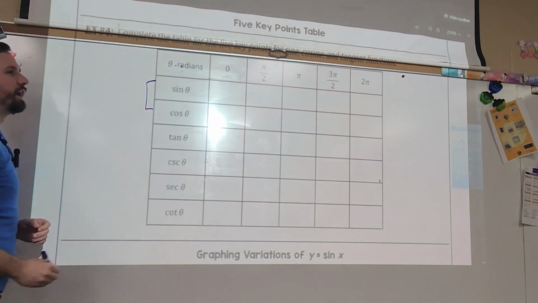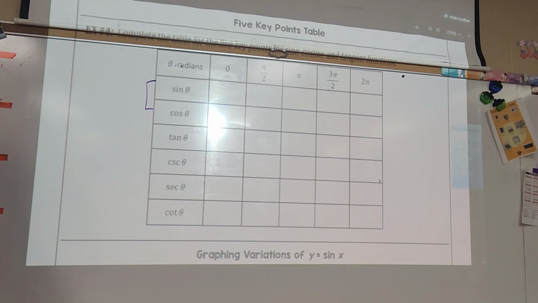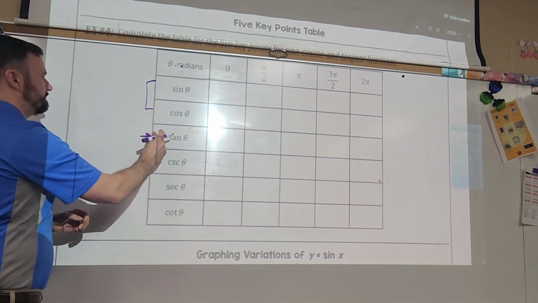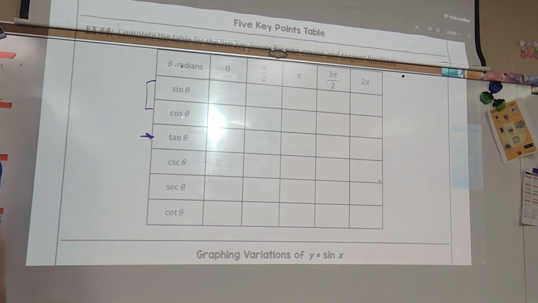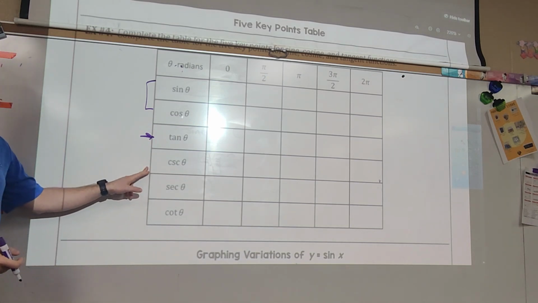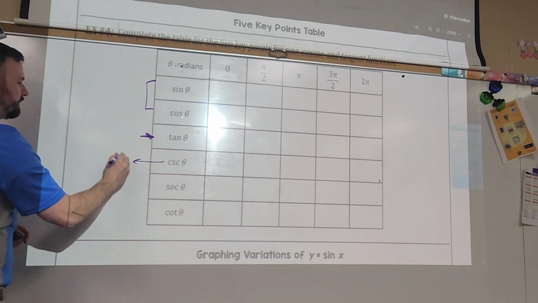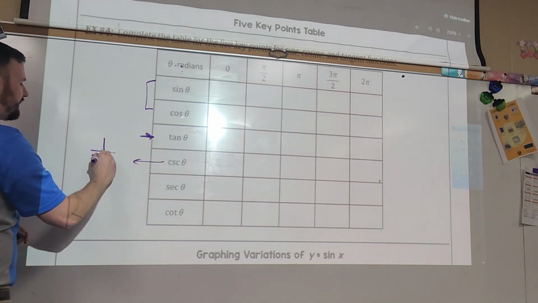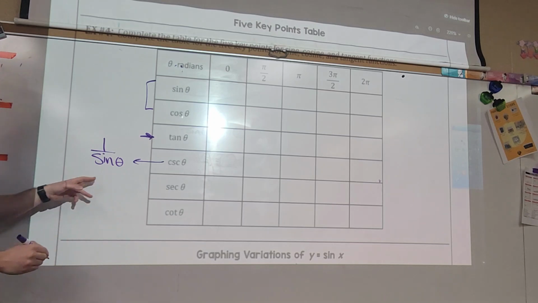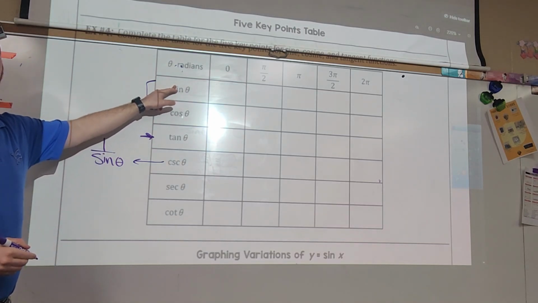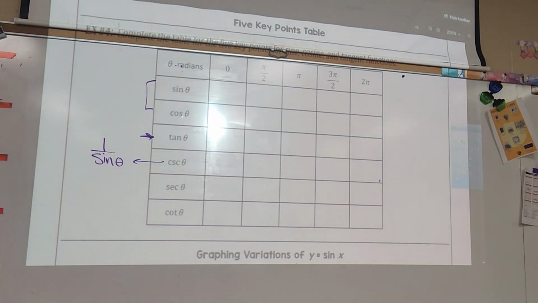Where am I going to get these two values from? Unit circle, right? Where am I going to get this one from? Dividing them, right? Sine divided by cosine. What's cosecant? Cosecant is 1 over sine. So what am I going to do with my sine values? You flip them. It's the reciprocal.